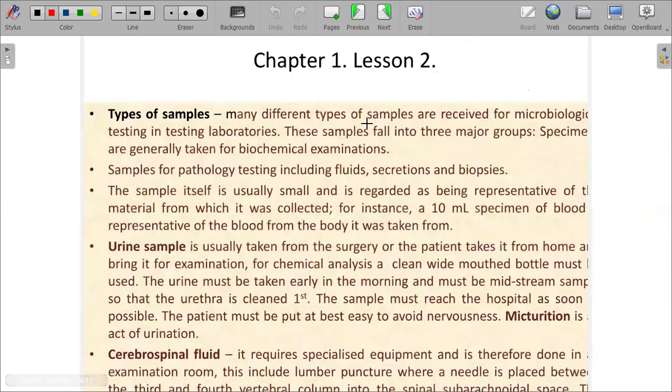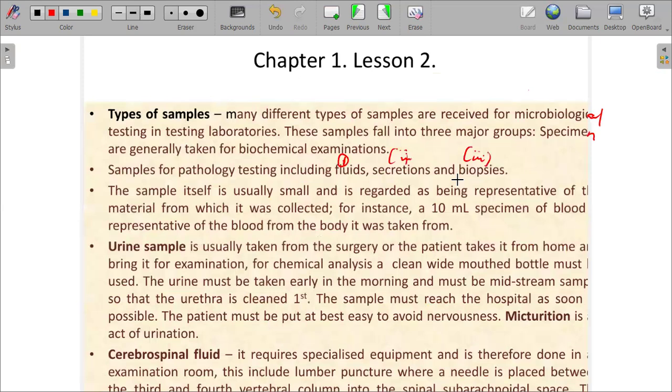And then types of samples. There are many different types of samples that are received for microbiological testing in various laboratories. These samples fall into three major groups, and then specimens, which are generally taken for biochemical examination. These samples or specimens are taken for biochemical examinations. So in this case, samples for pathology testing include fluids and secretions, and biopsies are also supposed to be there.